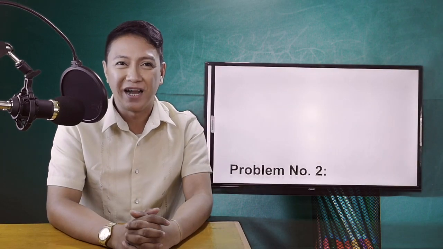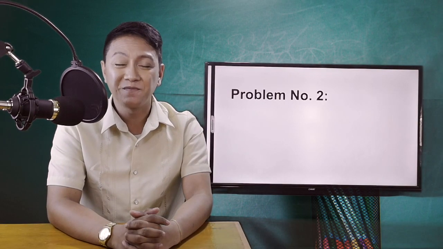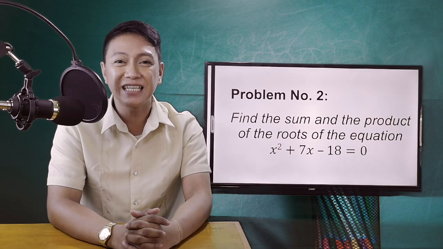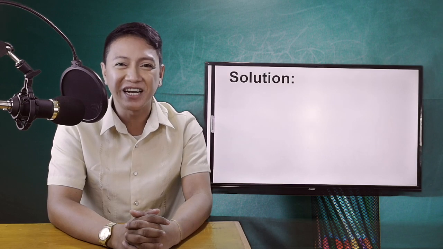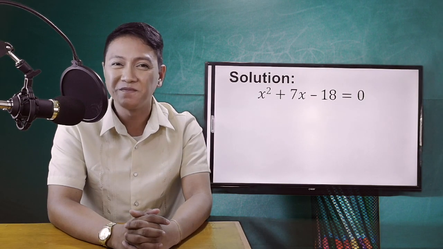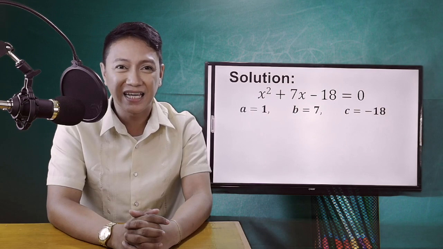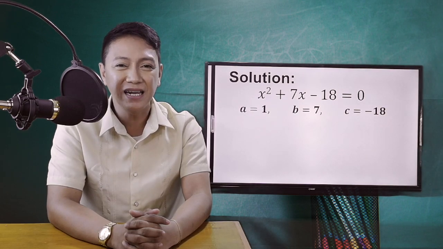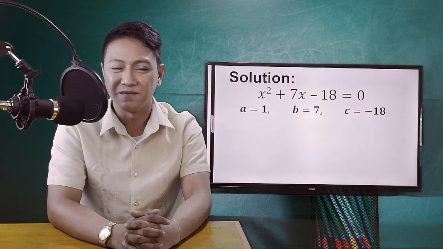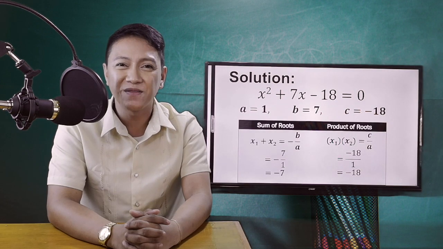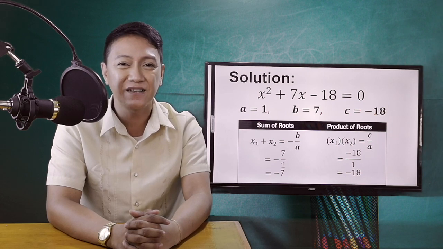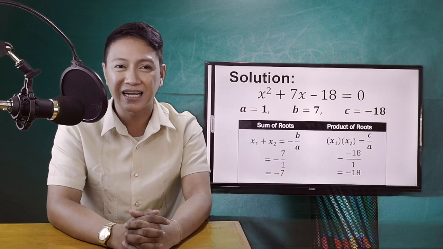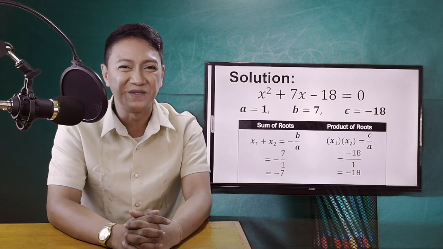Let's try another one. We have x squared plus 7x minus 8 is equal to 0. Again, since the equation is already in its standard form, we have a is 1, b is 7, and c is negative 18. Substituting again these values in the formula, we arrive at a sum of negative 7 and a product of negative 18. Alright, I hope you get that too.